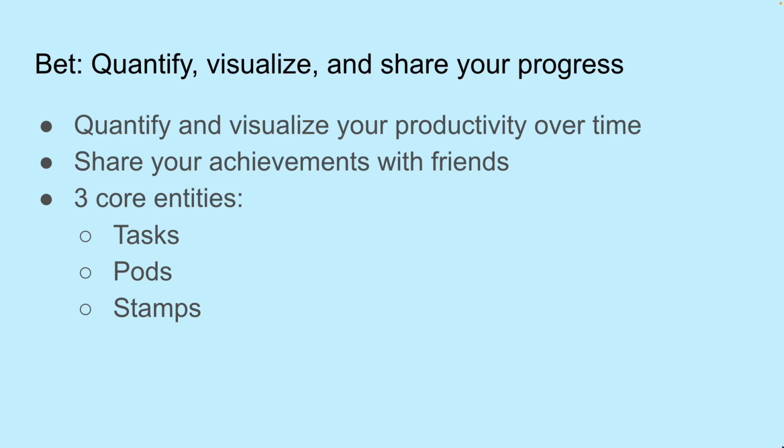Bet is a productivity app which allows users to quantify their productivity and share their achievements with friends. To elaborate on what this means, I'll be going over concrete use cases and demo examples. At the heart of the app, there's three core entities: tasks, pods, and stamps.